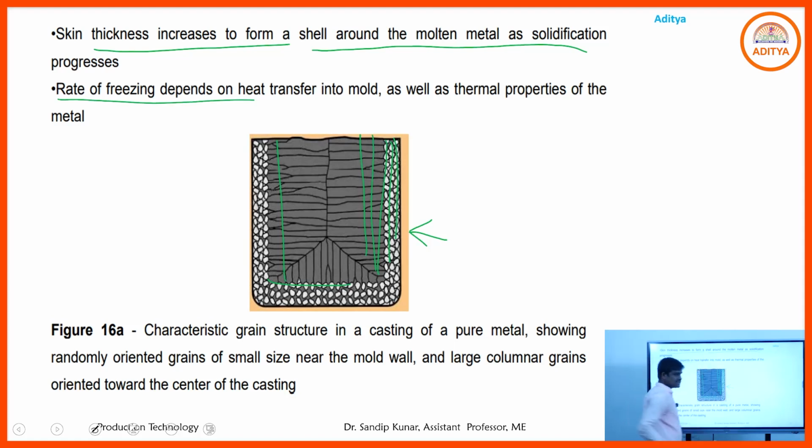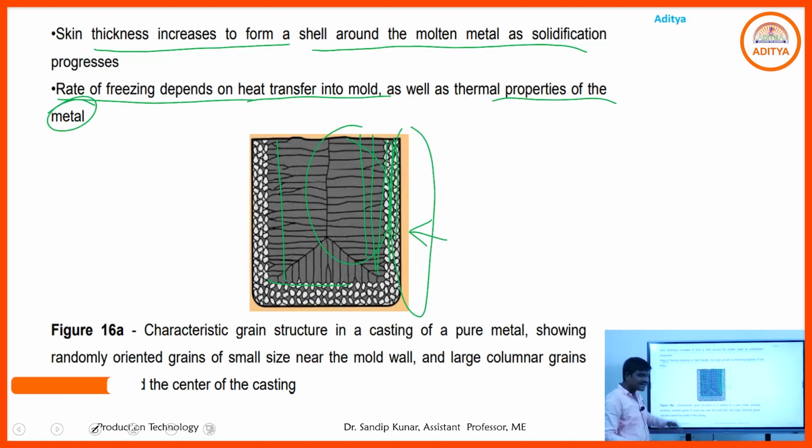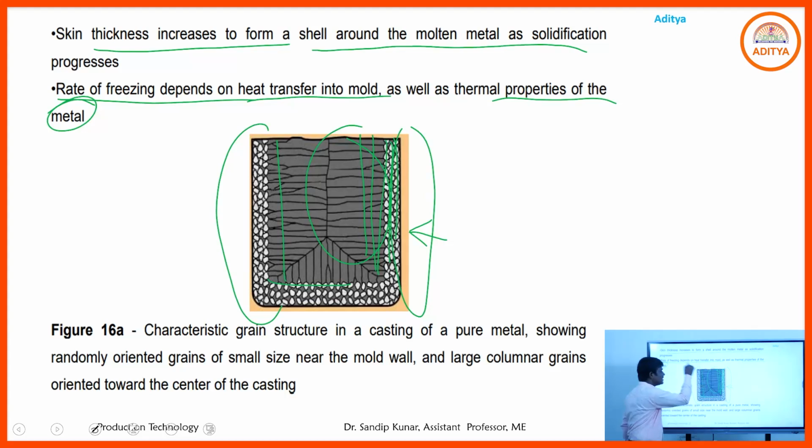Then the rate of freezing, meaning the rate of solidification, will depend upon the heat transfer into the mold as well as the thermal properties of the metal. Means the heat extraction will depend upon the mold surface and the pouring of molten metal. It depends upon the thermal properties of the metal and also the heat transfer rate to the mold surface. Based on that, the rate of solidification depends upon that.